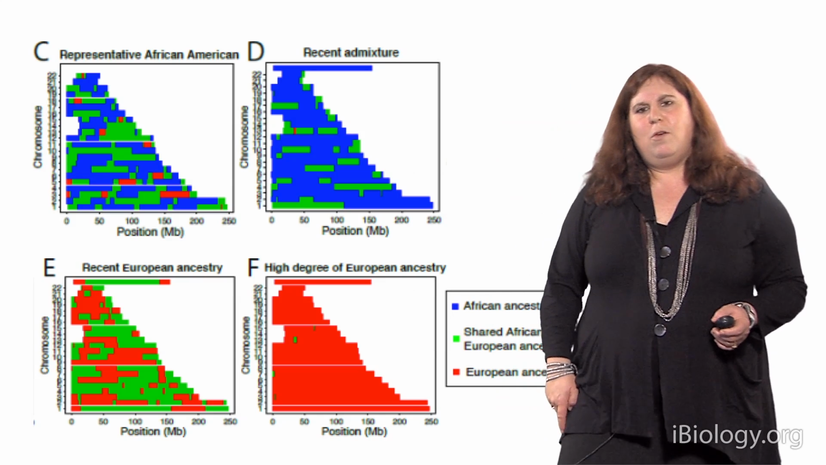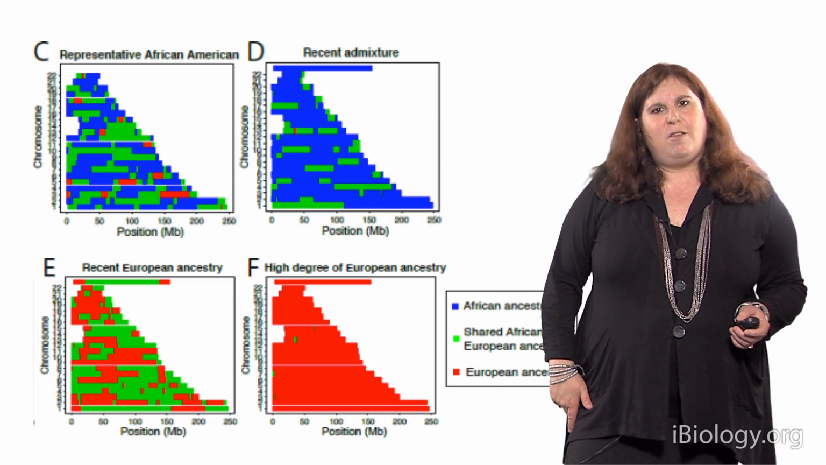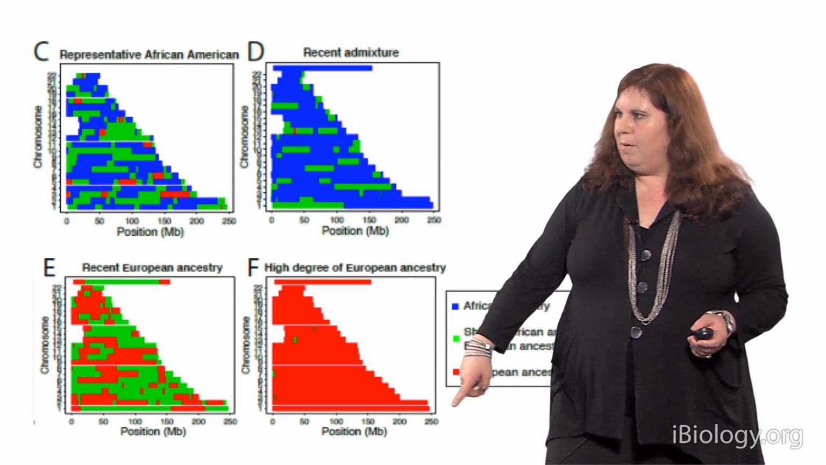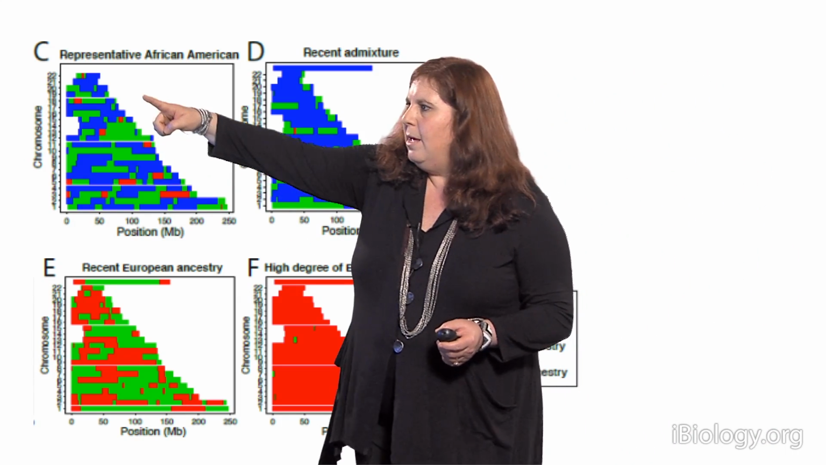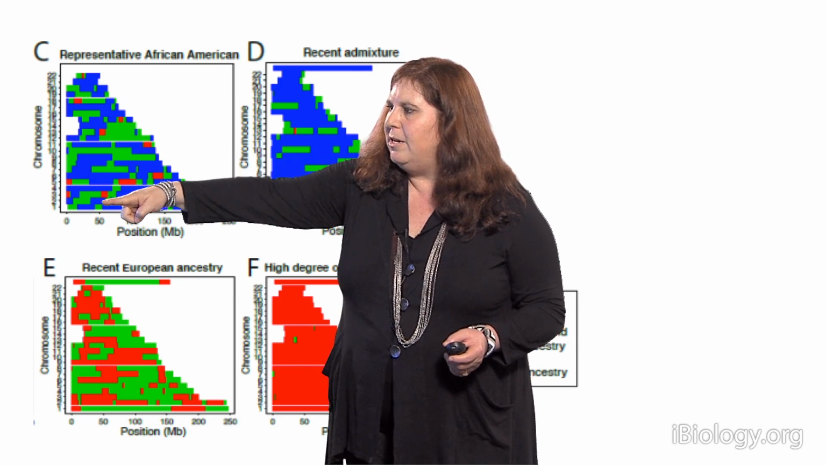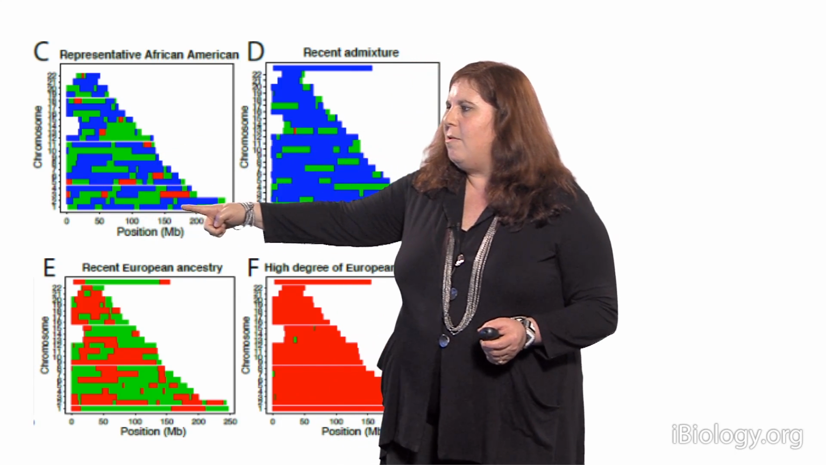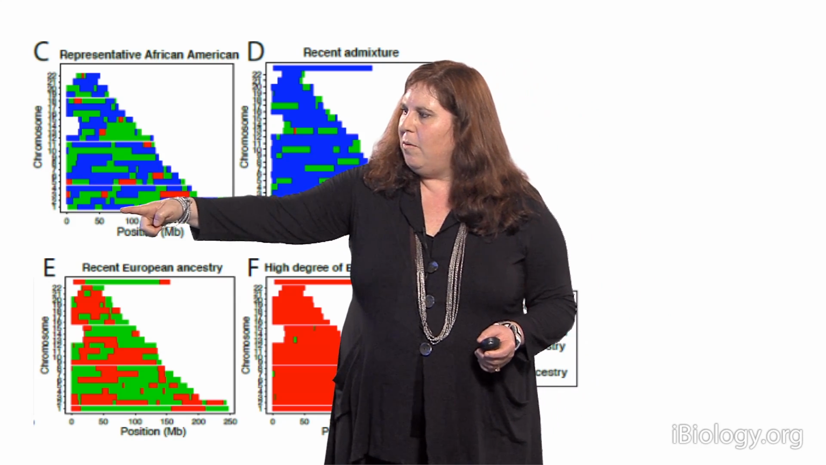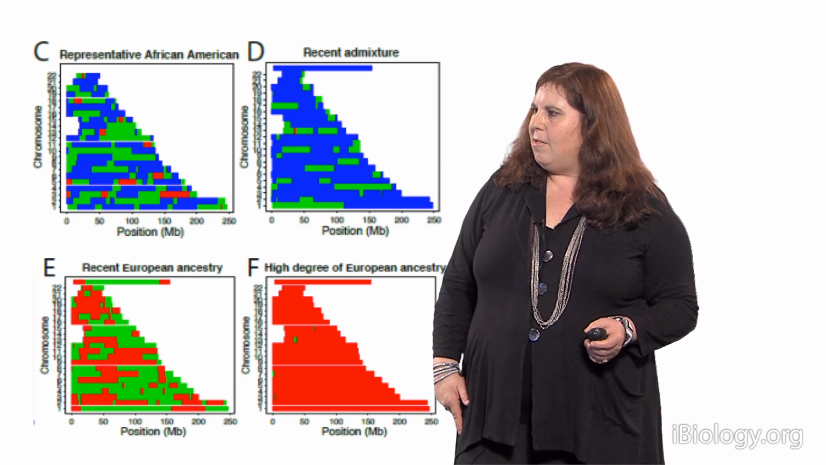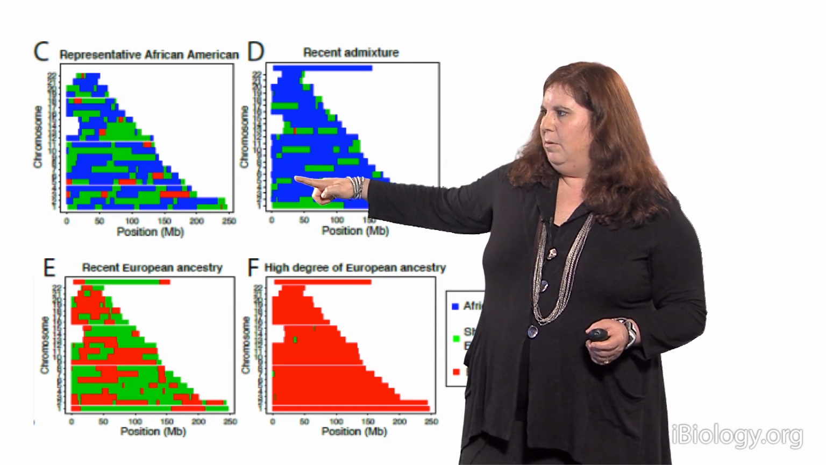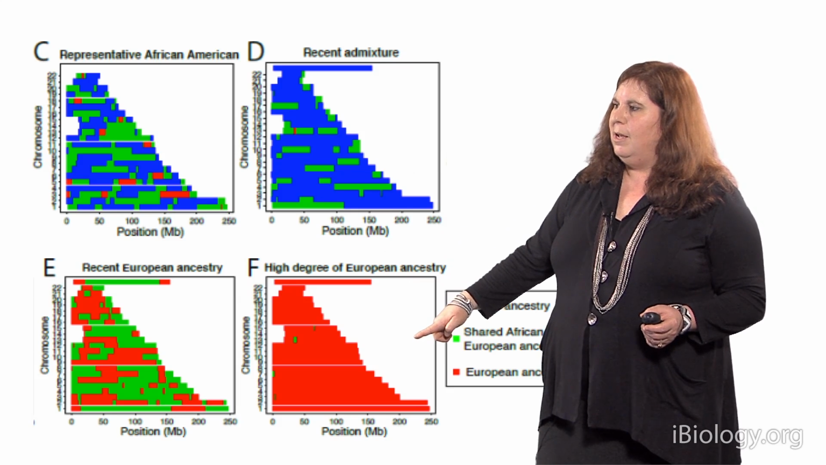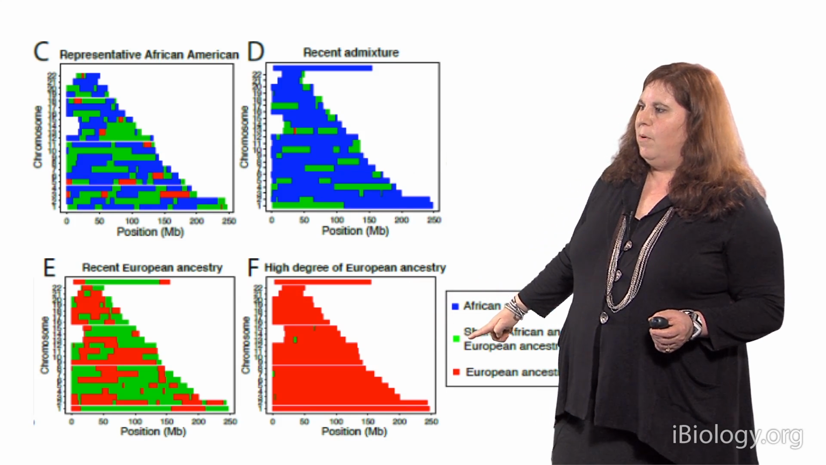And then using an approach that was developed by Carlos Bustamante's lab, it was possible to actually scan along chromosomes. So here we're showing the different chromosomes starting at 22, 21, 20, and so on down to chromosome 1. And as you scan along the chromosome in any particular region, you can infer if somebody has African ancestry, which is shown in blue, European ancestry, which is shown in red, or mixed ancestry, which is shown in green.